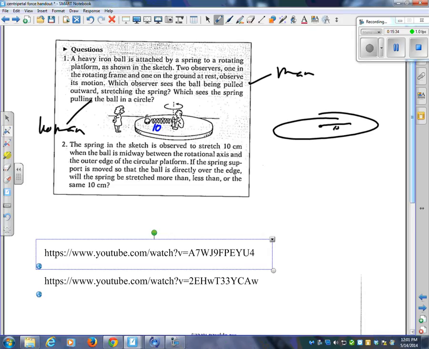Okay, that's 10 centimeters, and there's the ball. Now if I redraw my thing, and I move the post out here, so it's no longer at the center, where will the ball go? Will it go 10 centimeters, or will it go farther? Farther. There's greater acceleration required to move it when it's farther. So, will the spring stretch farther? No, it's the same. Yes. Same distance, Mike? I think it's the same.